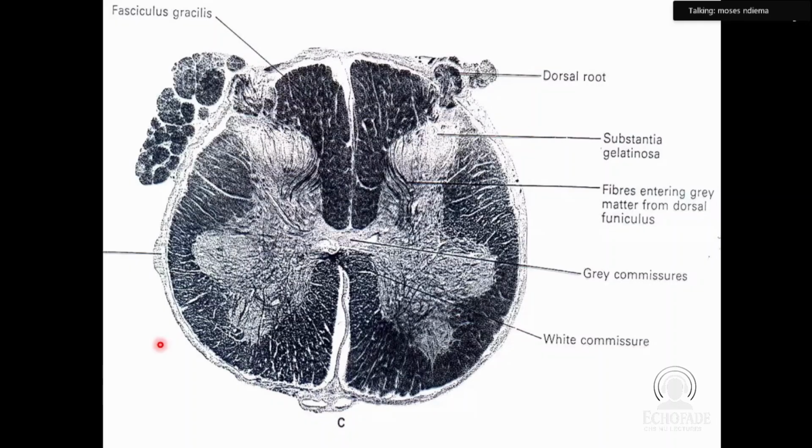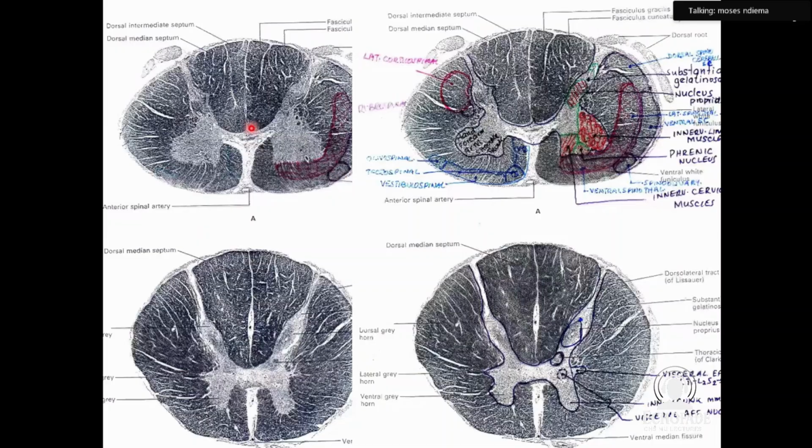So if this is the sacral region, if you are in the cervical region, like what we have here, or you are in the thoracic region, like what we have above T6, here we can see very distinctly the septum, and then there's a separation here. There's a sulcus. This part here is fasciculus gracilis, and this part is fasciculus cuneatus, representing the axons of the dorsal column.